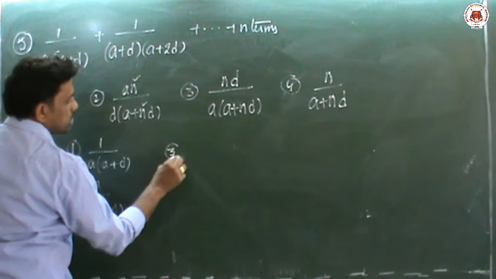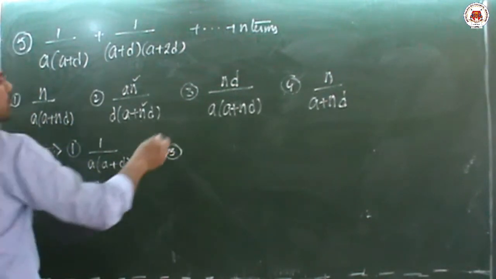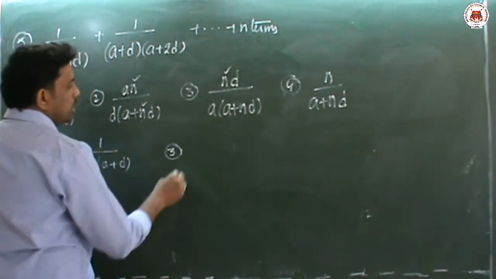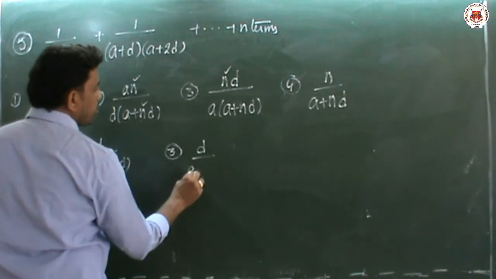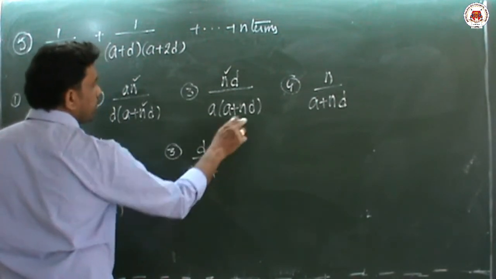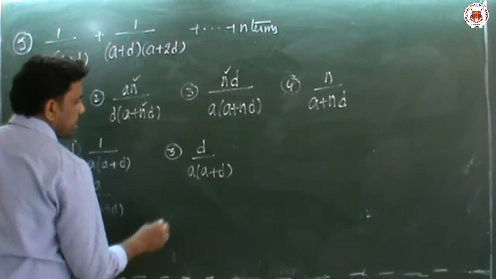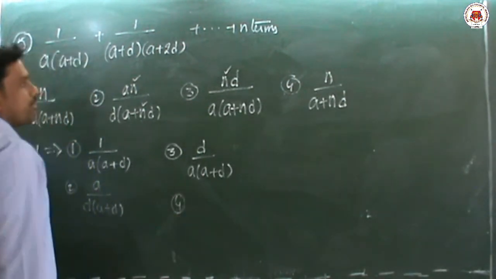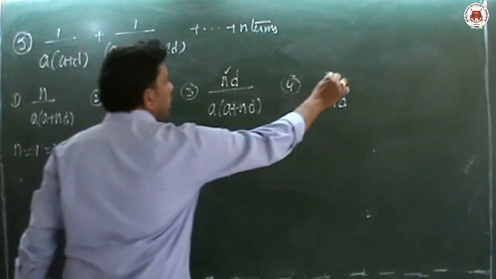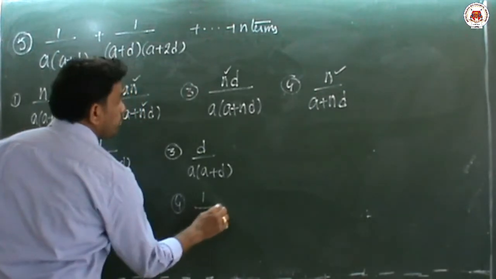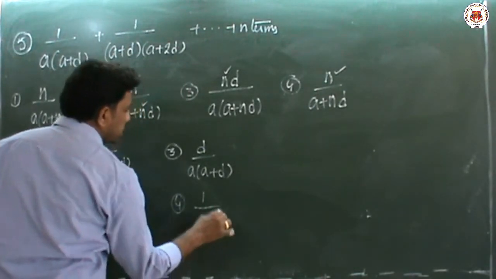Next we go to the third option. In the place of n write down 1. So 1 into d is d, giving d by a into a plus d. Now come to the fourth option. In the place of n put 1. That means you can write 1 by a plus 1 into d, which is d.